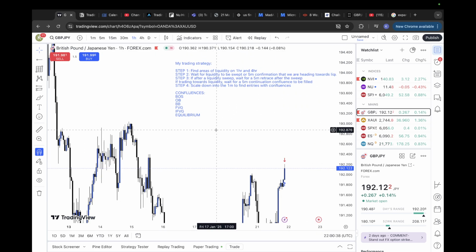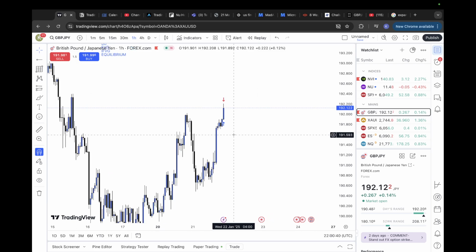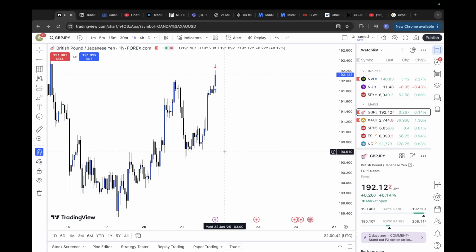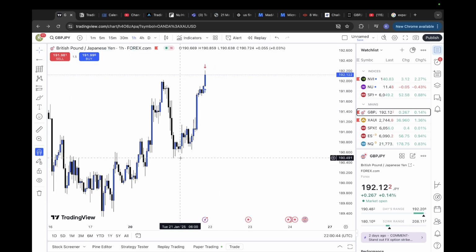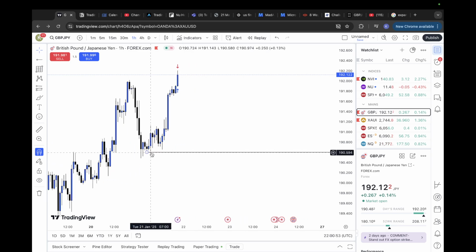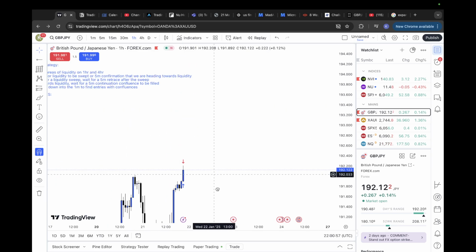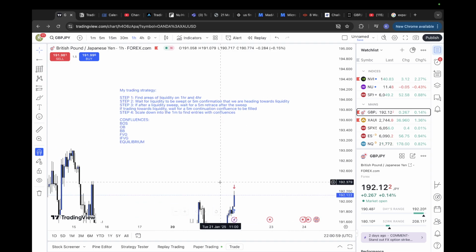Step two is we just wait for this area of liquidity to be swept. So for example, if we were trading at 7 o'clock on Tuesday, for some random example, we see a move down then a move up, but on point high. Here we can see that there has been a sweep of liquidity. So that is our liquidity sweep, which would confirm step two.